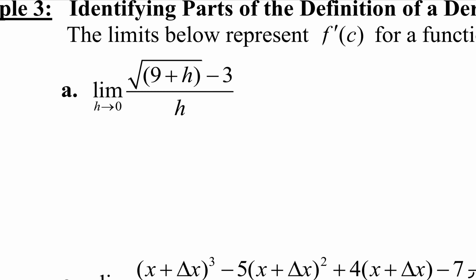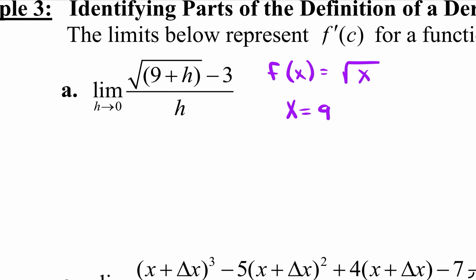So I need to identify two things. I need to first identify what is the equation they're using. And to me, it looks like the equation is this piece right here, right? They plugged in 9 plus h. So this should have been the x. So it looks like my actual function was square root of x. And then I got to pick the x value. And so I think the x value is going to be right here, right? It's x plus h. So my x value is 9.